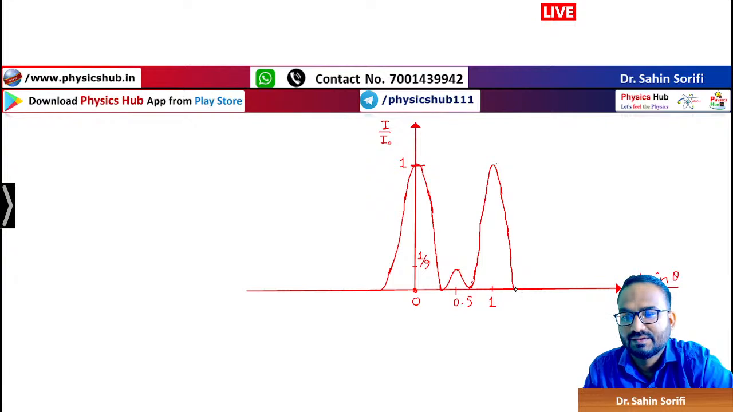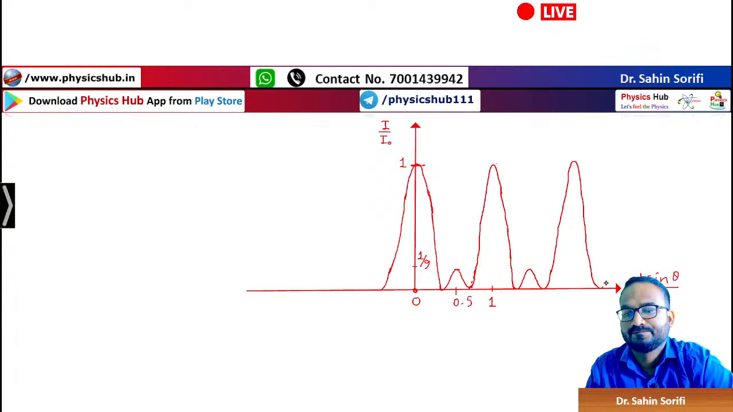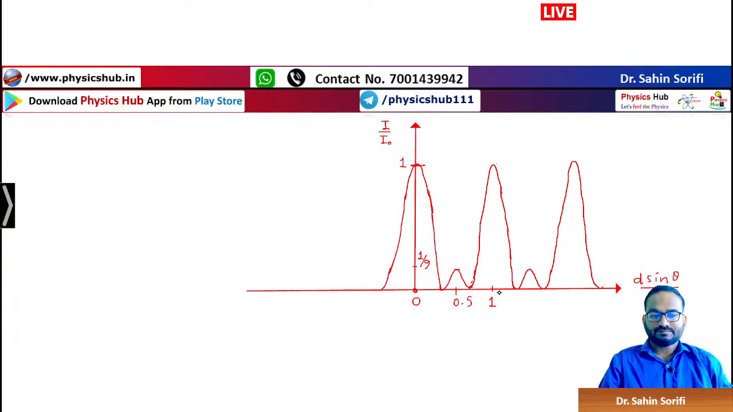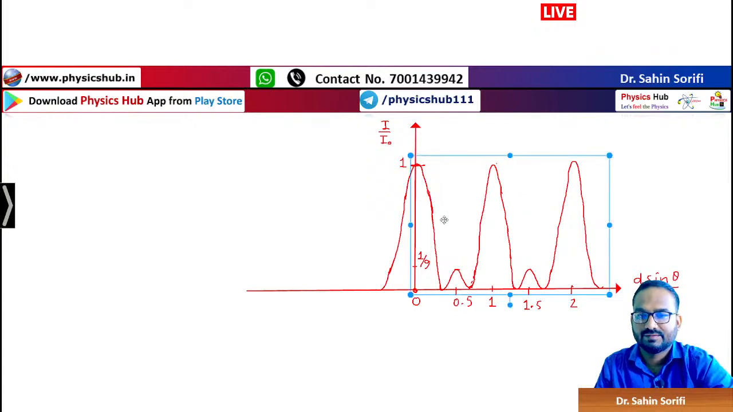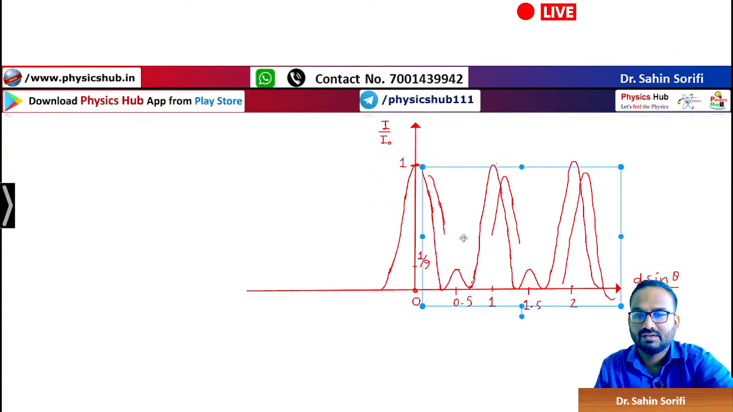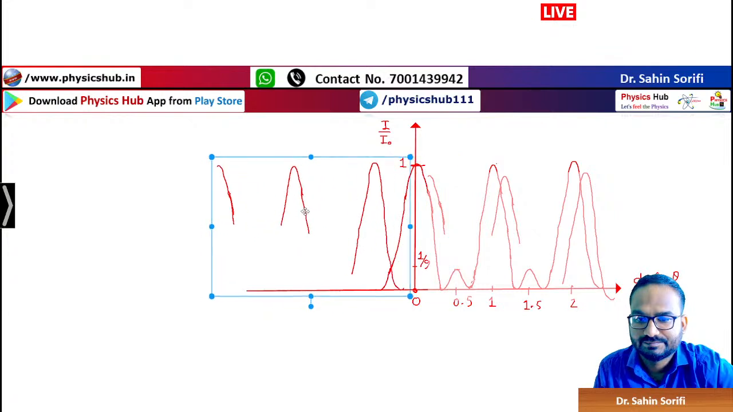Like this. Then again there will be a secondary maxima and a primary maxima again, like this. If this is 1, this will be 1.5, this will be 2. Because these are values for both plus and minus, you can see these things will be repeated on the other side as well.